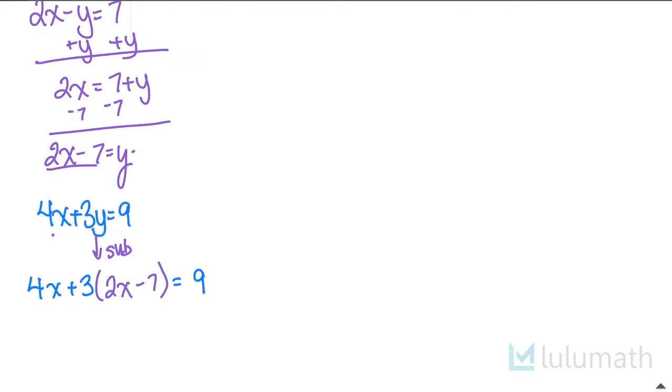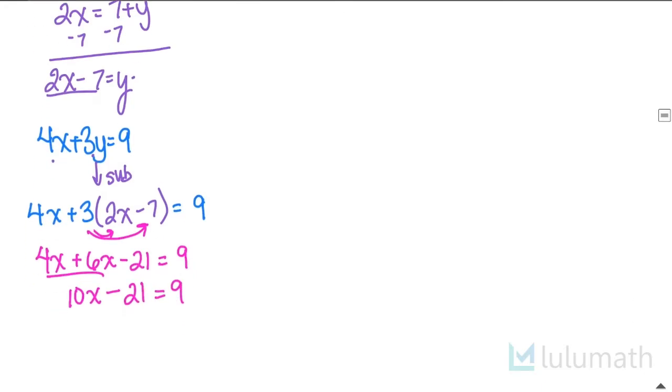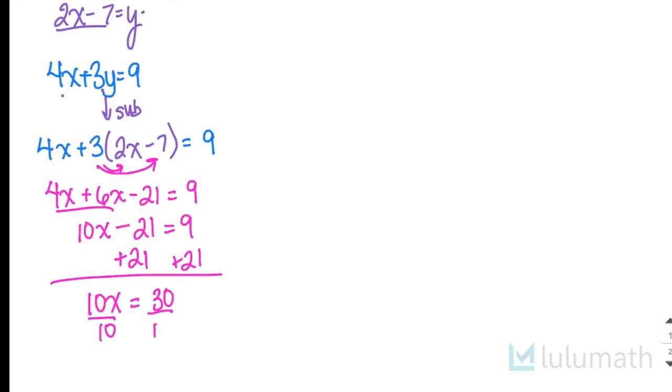So right here, I'm going to just copy down this 4x, okay, plus, then I'll distribute the 3 through. So 3 times 2x is 6x, and 3 times negative 7 is negative 21. So I'm going to write down minus 21. Collect your like terms. 4x plus 6x is 10x, minus 21 equals 9. I will add the 21 to both sides, and I will end up getting 10x equals 30. Just divide both sides by 10, and I end up getting x equals 3.